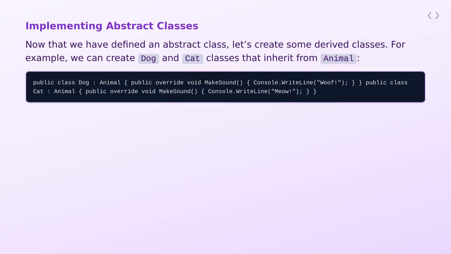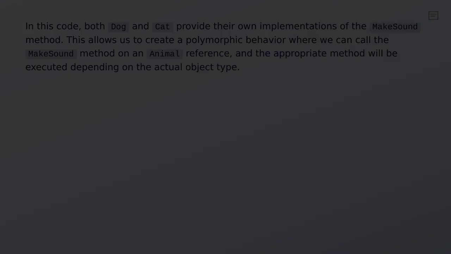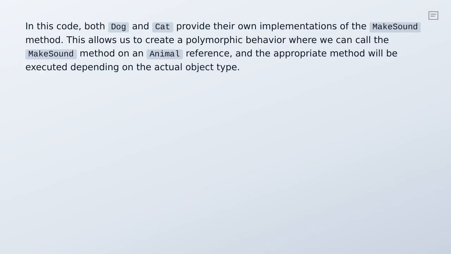Next, implementing abstract classes. Now that we have defined an abstract class, let's create some derived classes. For example, we can create Dog and Cat classes that inherit from Animal. Review the class shown on screen and how its members are organized. In this code, both Dog and Cat provide their own implementations of the makeSound method. This allows us to create polymorphic behavior where we can call the makeSound method on an Animal reference, and the appropriate method will be executed depending on the actual object type.